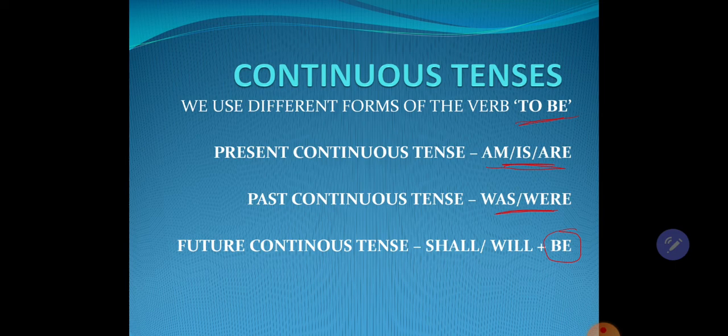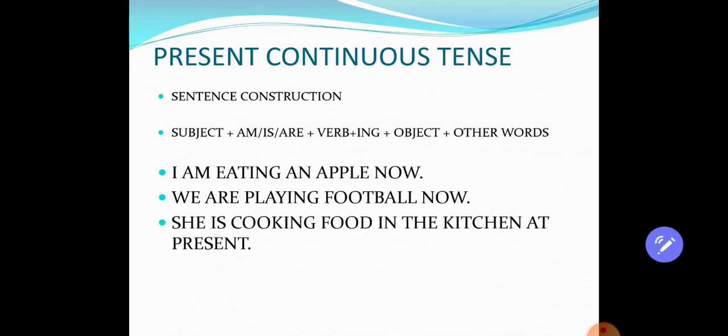Present tense, first of all, present continuous tense. The sentence pattern is very easy. Subject plus am, is, are, the proper form according to the subject, plus verb form with ing, object and other words. The sentence will be like I am eating an apple now.